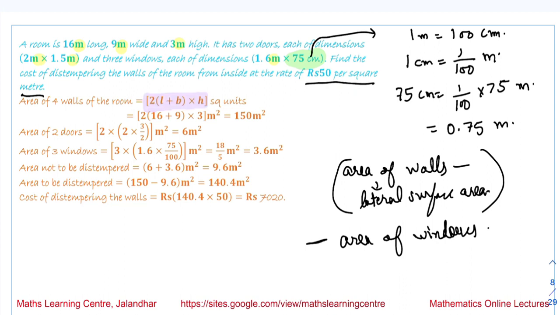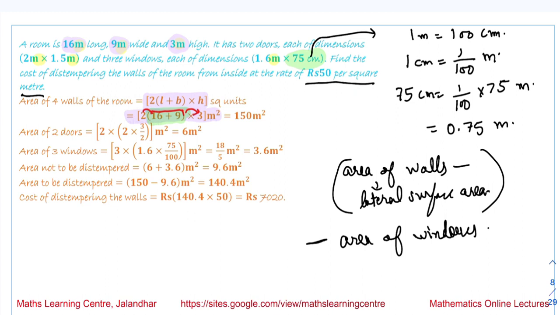So what is the length of the room? It is 16 meter. What is the breadth? It is 9 meter. And what is the height? It is 3 meter. When we substitute these three values, we get 2 times (16 plus 9) into 3. It is important to note that 16 plus 9 is in brackets. So first we will solve 16 plus 9, then multiply it with 2, and then multiply it with 3.